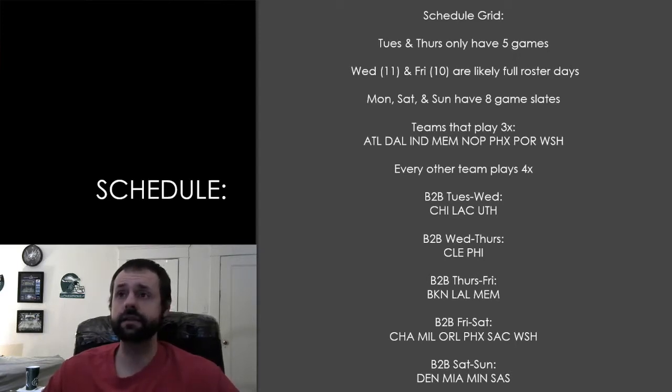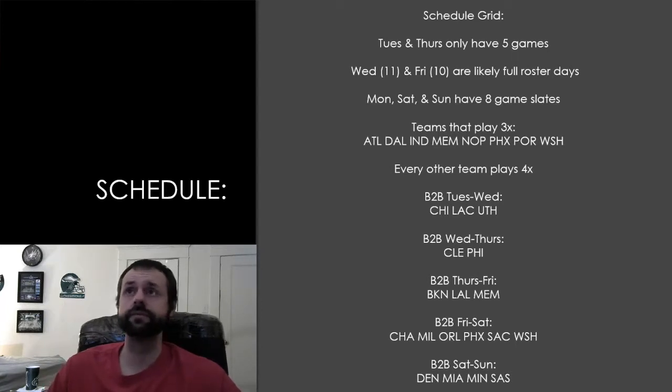And the last set of back-to-backs, which is Saturday to Sunday, this one's important. Because there are only 8 games being played on both of these days, you could easily use a back-to-back free agent on like Friday after the games start. You can pick someone up for Saturday and Sunday. Those teams consist of Denver, Miami, Minnesota, and San Antonio.